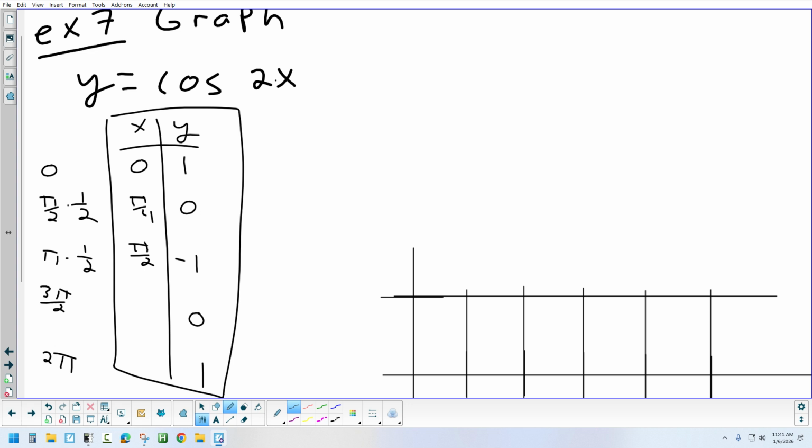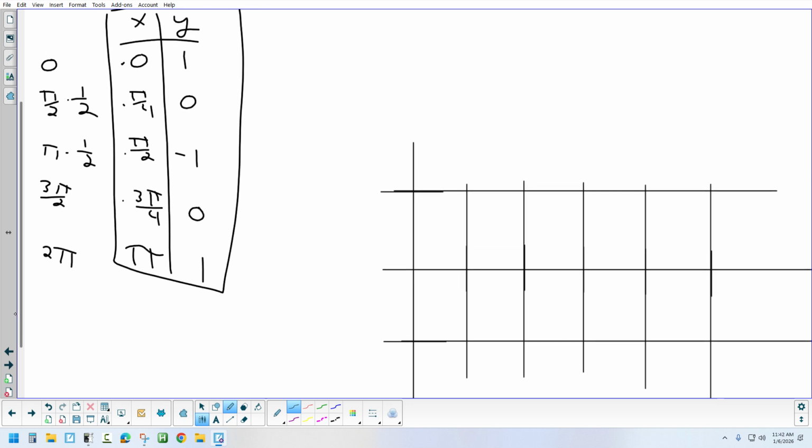And it doesn't look like a pattern, but if you wrote everything with a denominator of 4, that's 0 pi over 4, 1 pi over 4, 2 pi over 4. What's this one going to be? 3 pi over 4, and 4 pi over 4, which is just pi. Okay. Any question on that one?